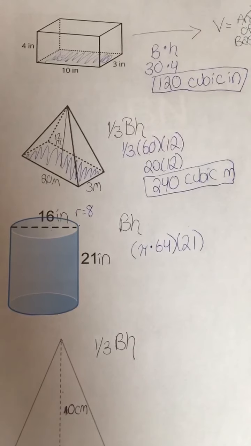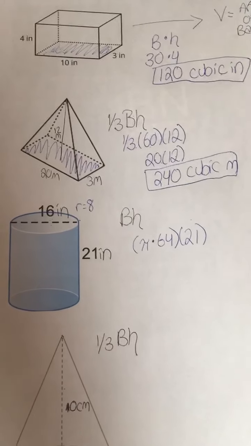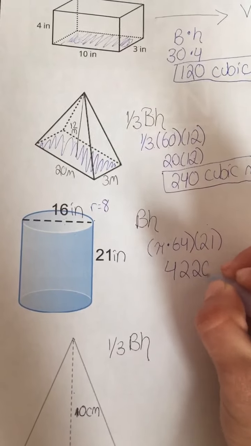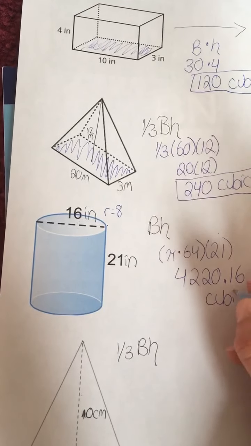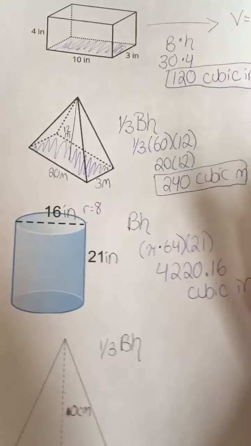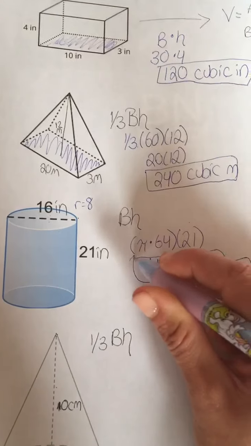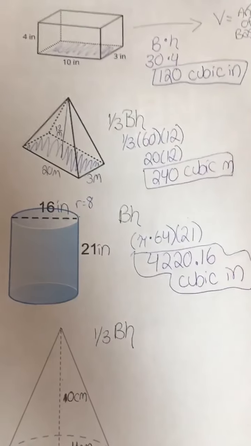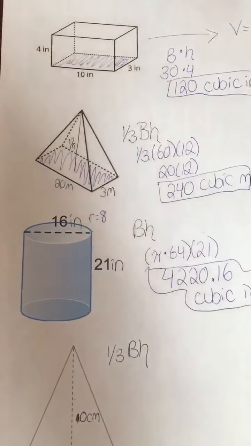Just multiply them all together. Doing it on the side, 3.14 times 64 times 21 should give you 4,220.16 cubic inches. Now, if you use the actual pi key on your calculator compared to 3.14, sometimes your rounding might be slightly off from my answer key, which is totally fine.